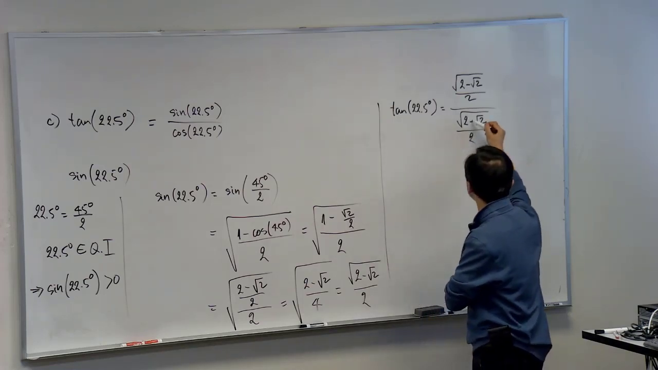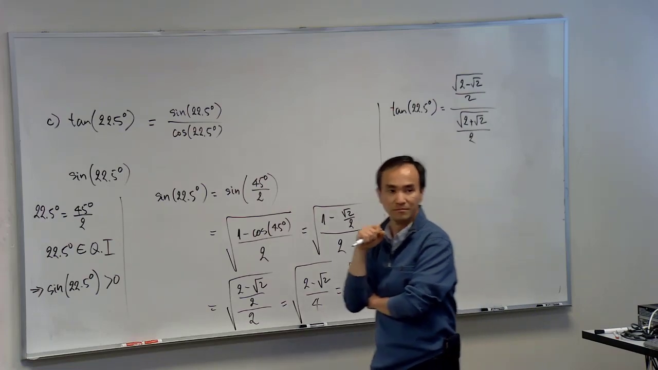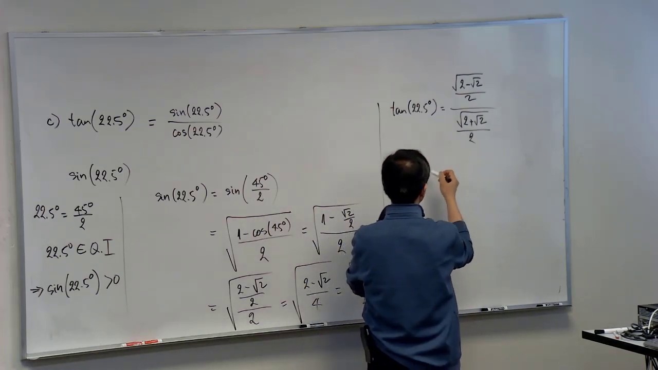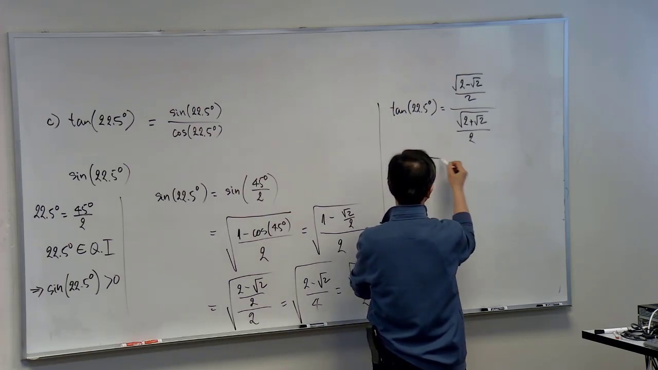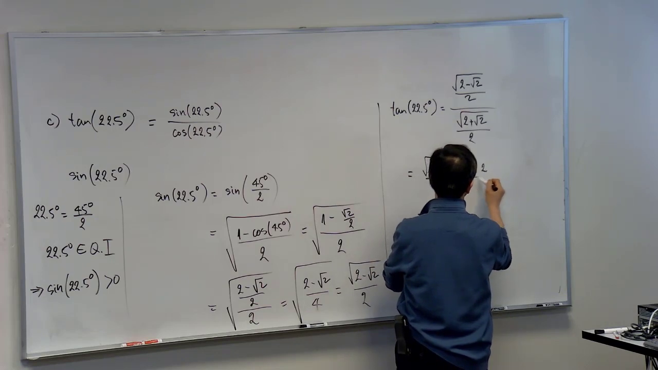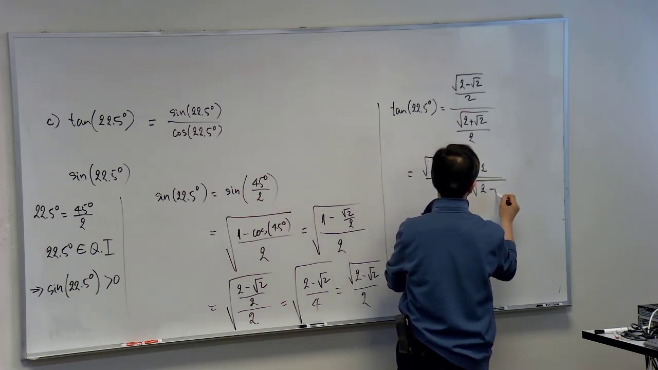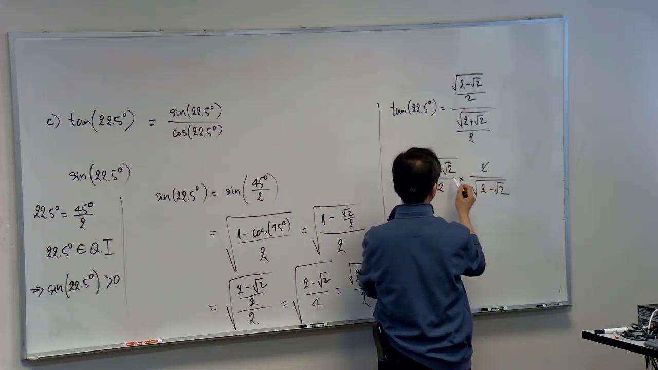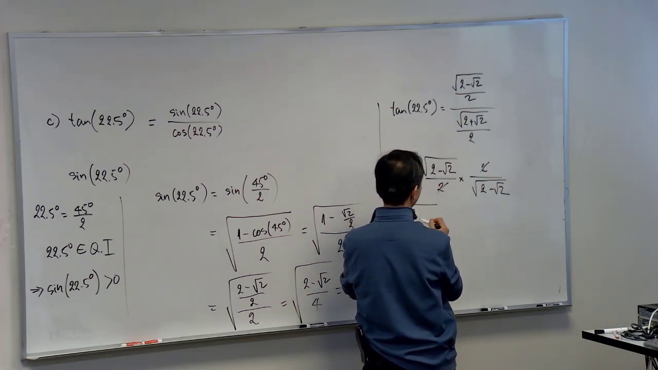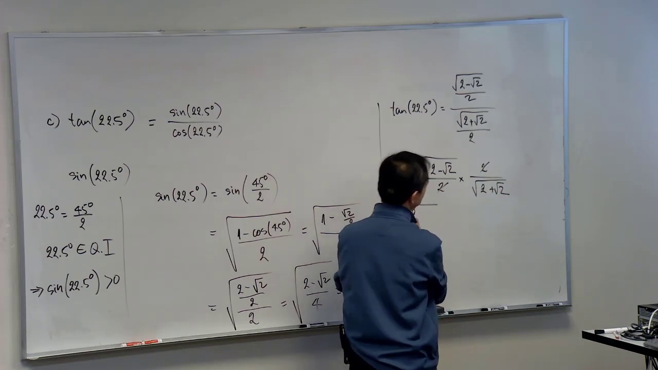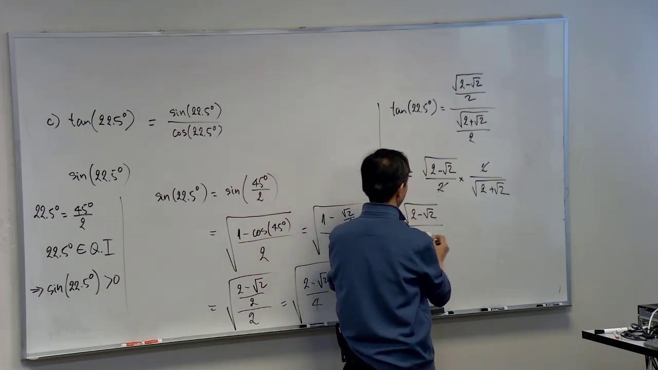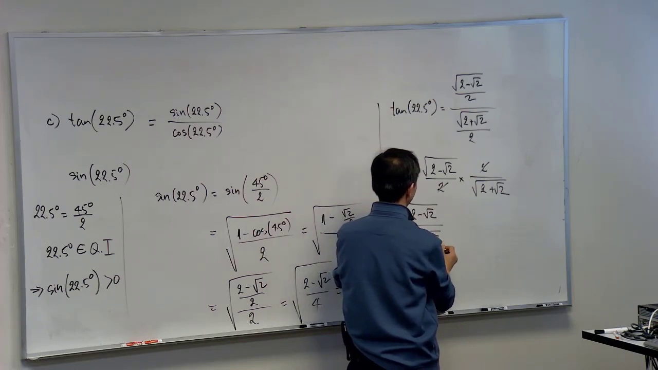Should have been a plus here. The sine and the cosine value are to be divided by each other. Algebraically, we're going to rewrite it as 2 minus square root of 2 over 2 times 2 over square root of 2 plus square root of 2. The 2 here got canceled. Typo there. We have 2 minus square root of 2 at the top over the square root of 2 plus root 2 in the denominator.